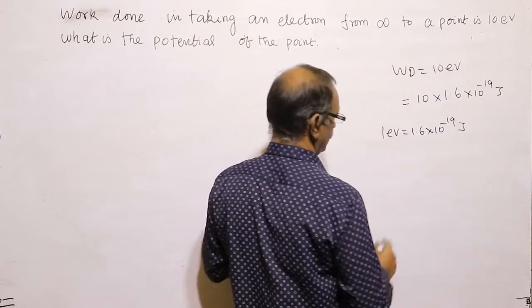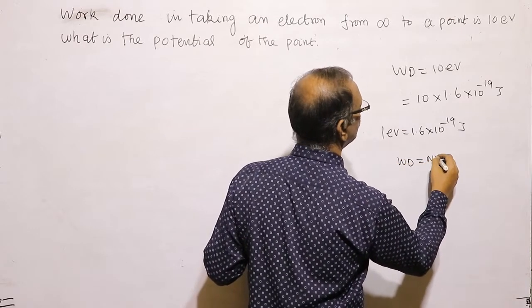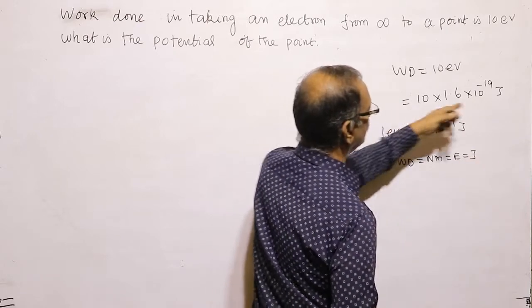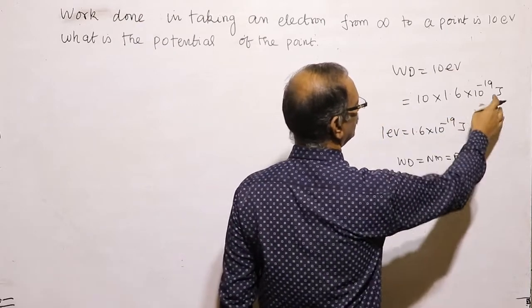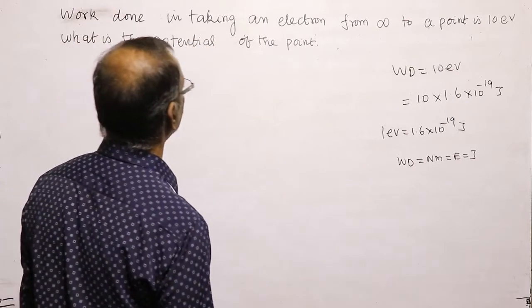Already we have explained that work done unit is Newton meter, which is equal to heat unit, or we can write joule. So work done will be in joule. Generally we'll be writing in joule only. At 10 electron volt, what is the potential of the point?